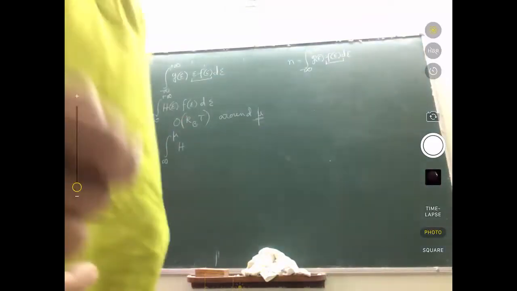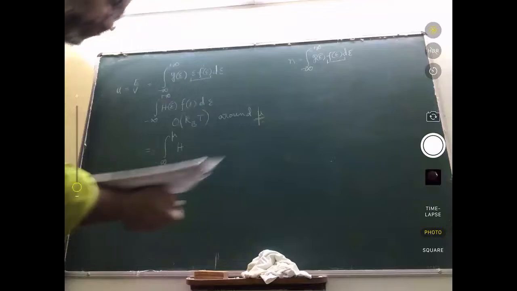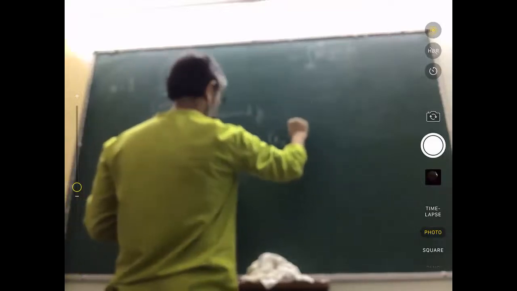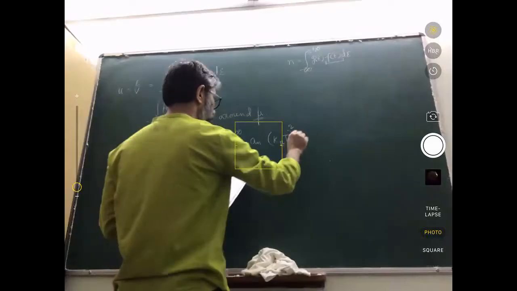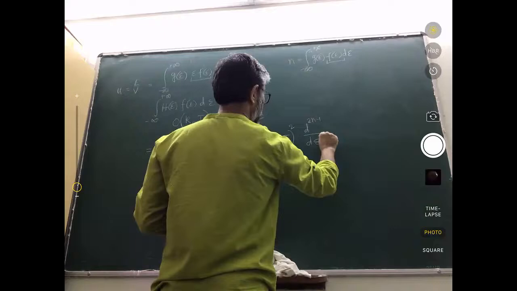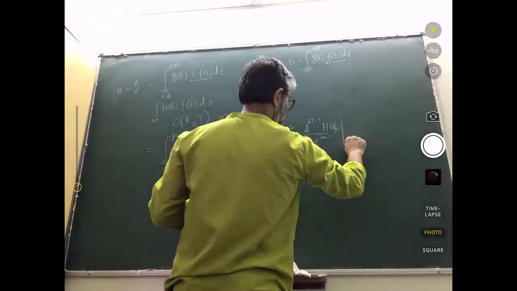Okay, so the result is that, which I said I won't get into the proof or the mathematical discussion of it, but if h of epsilon is smooth over an energy scale k_B T around the chemical potential, then this integral can be written as this expansion, where the coefficients are constants. Okay, so that's the result.